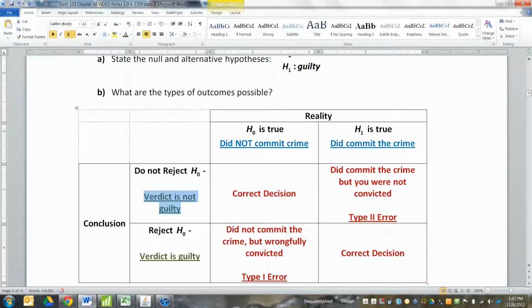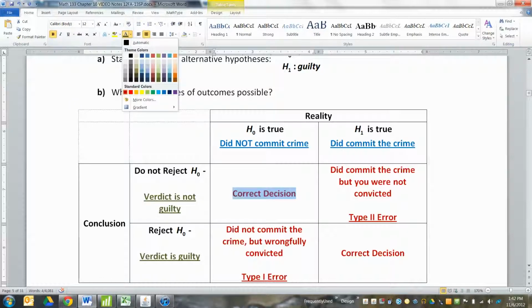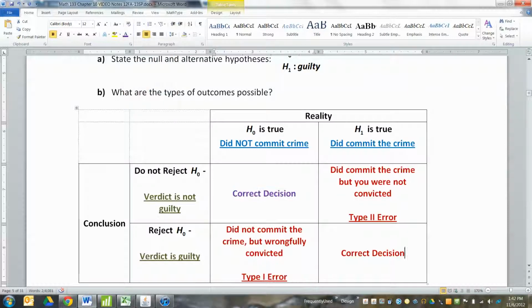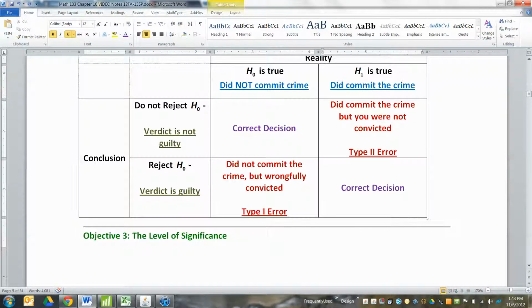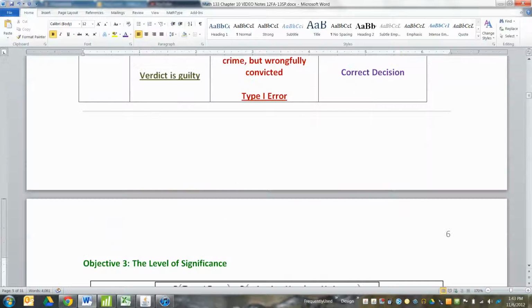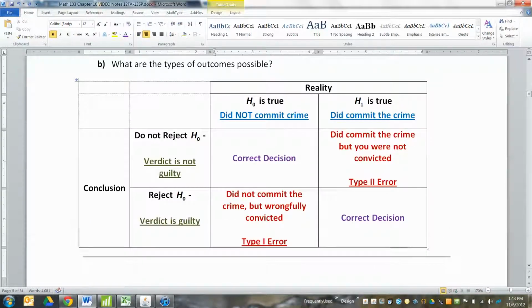All right. So they did not do the crime and the verdict is not guilty. That's a correct decision, right? That's a good thing. We want juries to do this, right? So if you didn't do it, we want you to be able to walk free. Then we could also have actually committed the crime and you're found guilty. That's another good thing, right? So if you actually did it, we want to be able to find you guilty. So hypothetically speaking, all legal systems would like to work under these two corners a lot of the time.